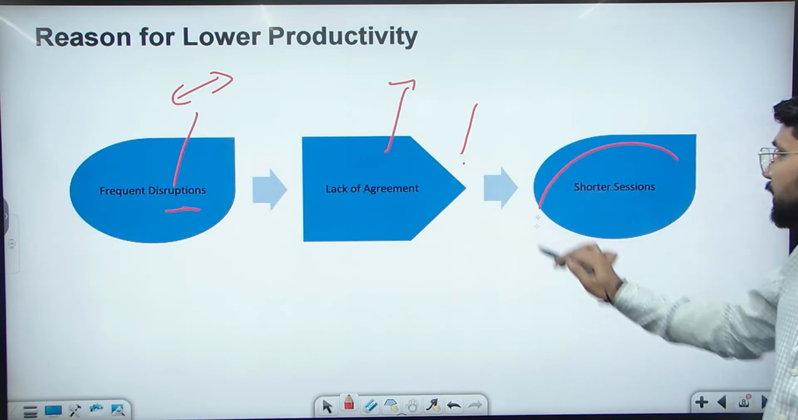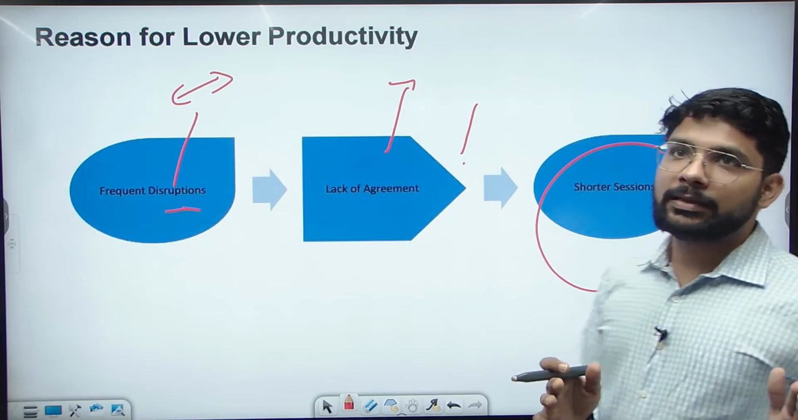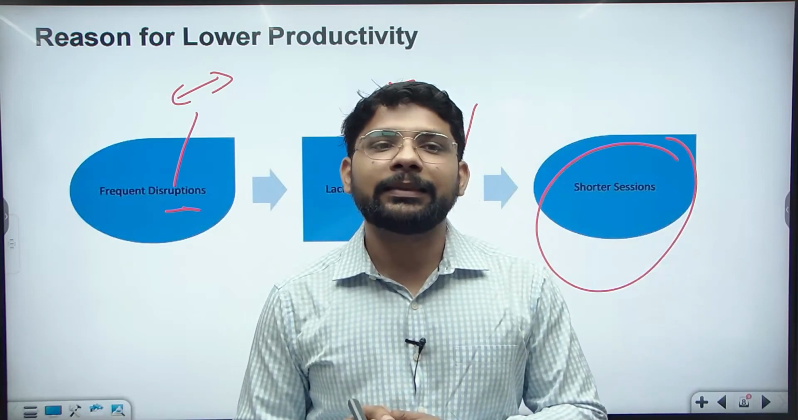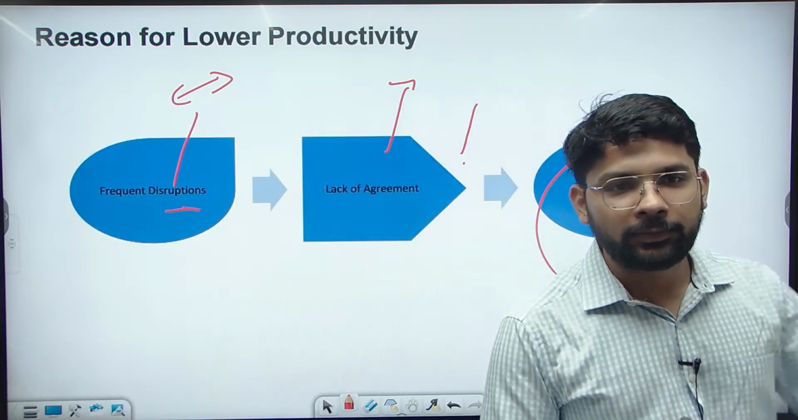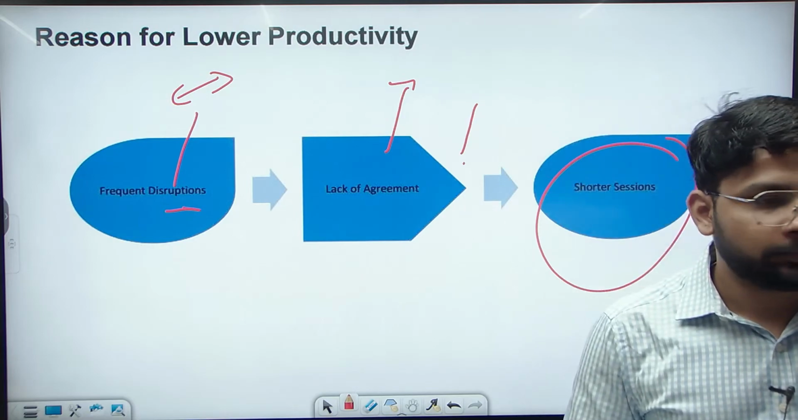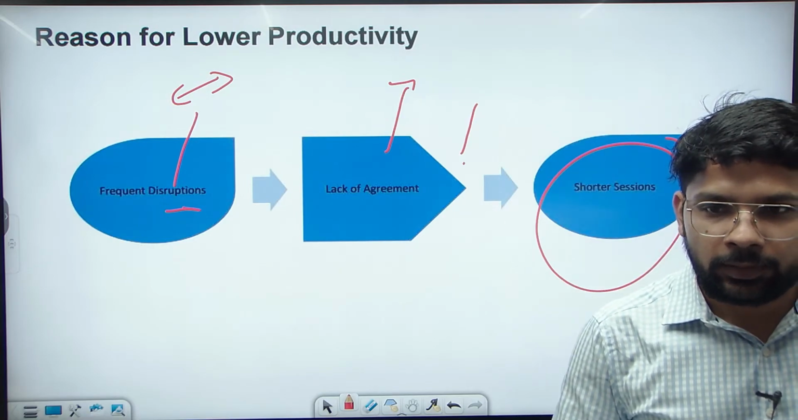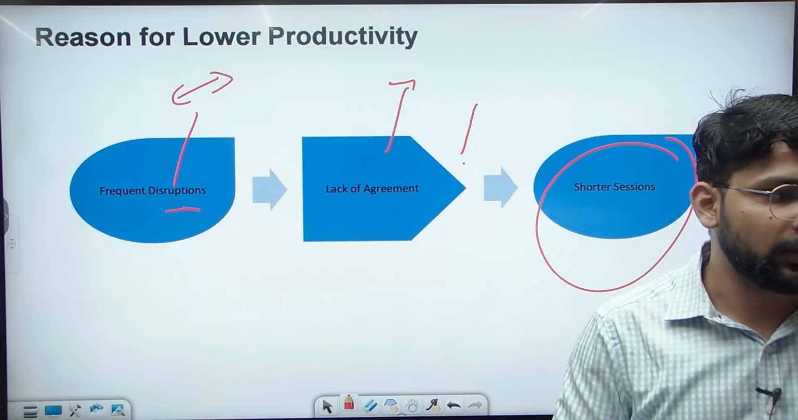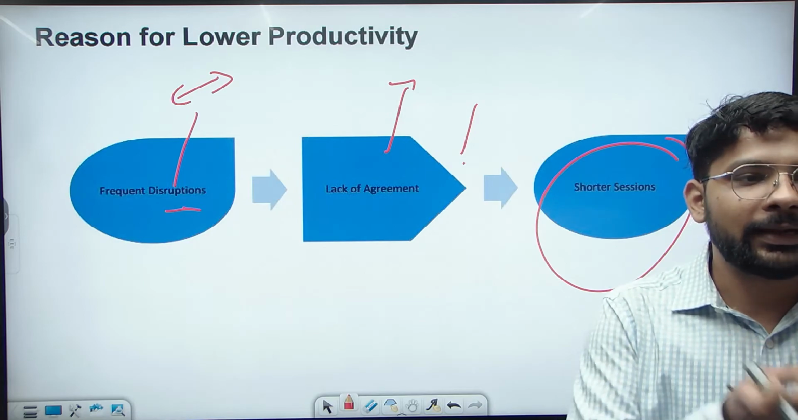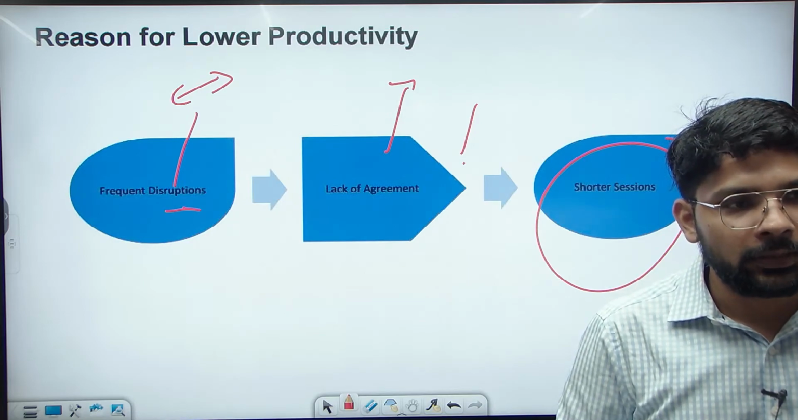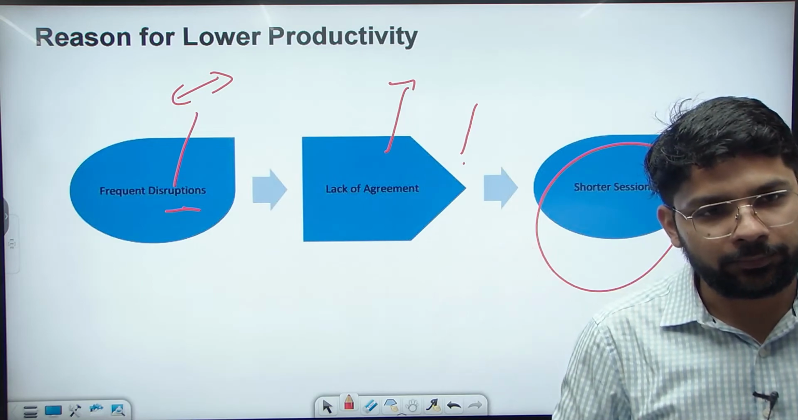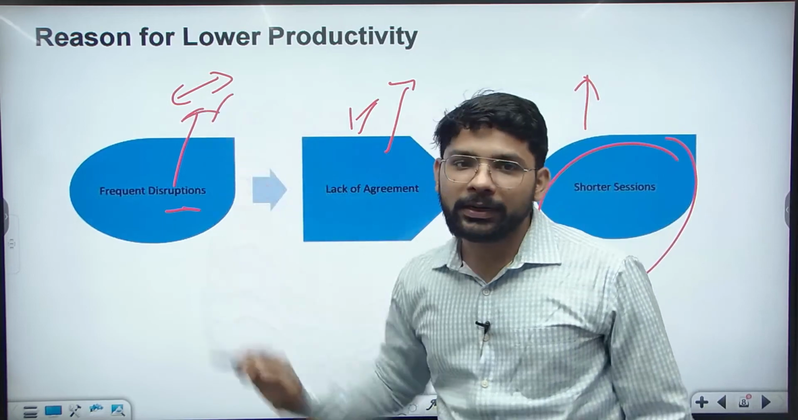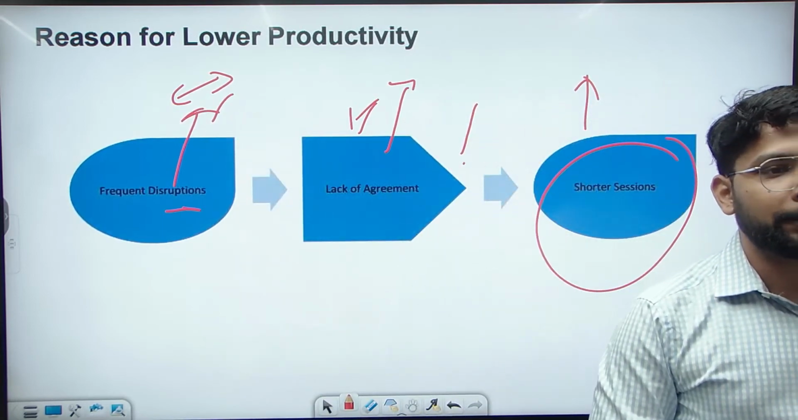So next is the shorter session. Initially, the length of the session was very high, like 50, 60, 100 days at one time. There are 3 sessions in the parliament in a year, anybody can tell. The winter session. So the number of days initially was 2 months, 3 months for a single session. Now only 40 days, 30 days, 15 days. So that number has also decreased continuously. So these are the 3 major reasons why there is low productivity in the parliament.